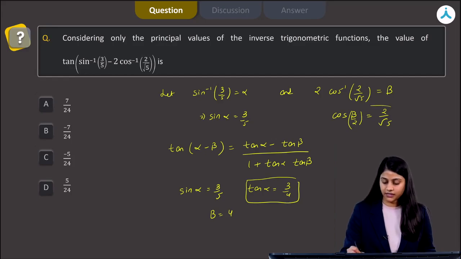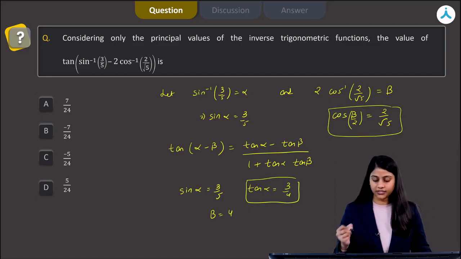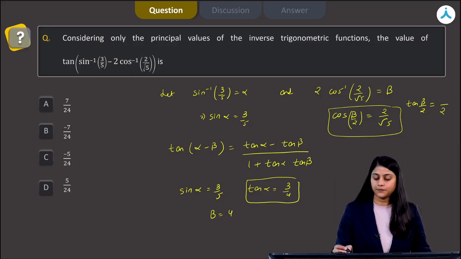So for this we are given that cos of beta by 2 is 2 by root 5. So for this we can calculate the value of tan beta by 2. So tan beta by 2 will be equal to perpendicular upon base. So here the base is 2 and the perpendicular will be square root of hypotenuse square minus base square, that is 5 minus 4, so 1. So tan of beta by 2 will be equal to 1.